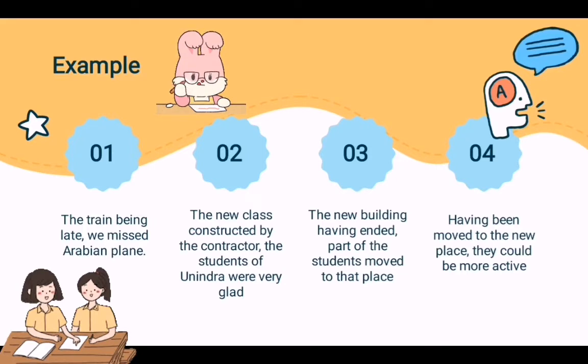Sebagai contoh, we can see this on the next slide. The first example is the train being late, we missed our plane. The second example is the new class constructed by the contractor, the students of Unindra were very glad. The third example is the new building having ended, part of the students moved to that place. And the fourth example is having been moved to the new place, they could be more active.